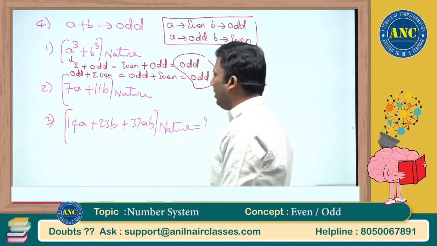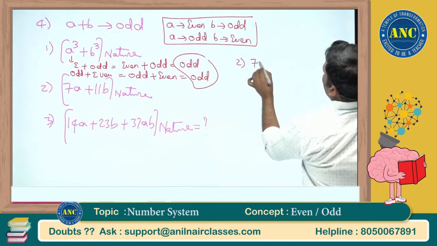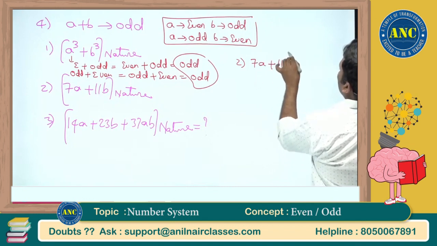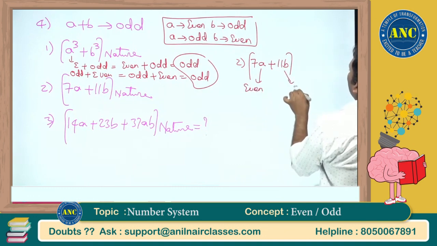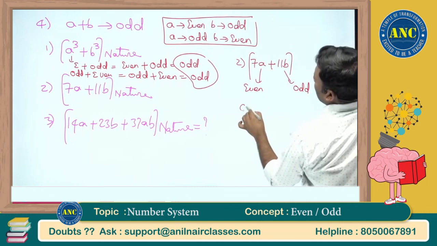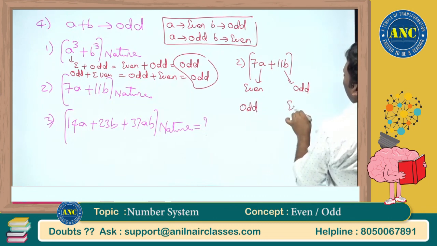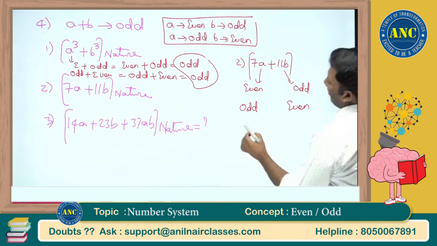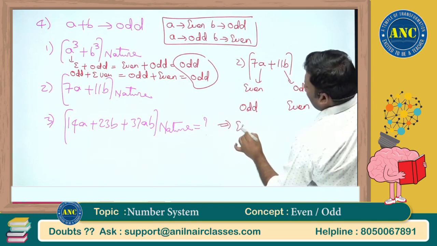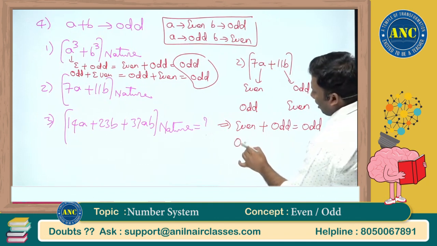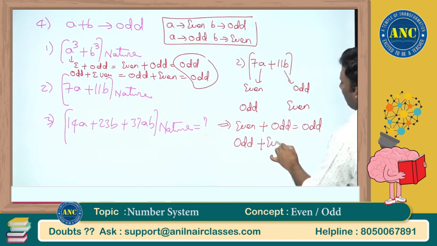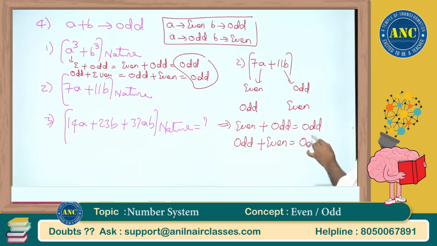Second question: 7A plus 11B. What could be the nature of 7A plus 11B? If A is even, B will be odd. What is the second case? If A is odd, B will be even. 7 into even is even, since even into any number is even. Odd into odd is odd. Even plus odd is odd. Odd into odd is odd. Even into any number is even. Odd plus even is odd.